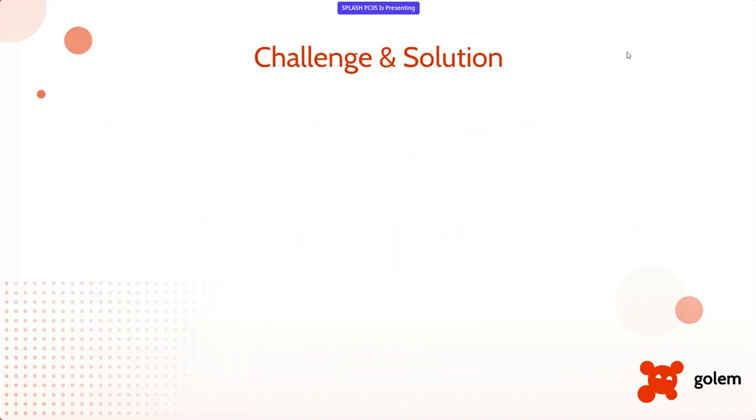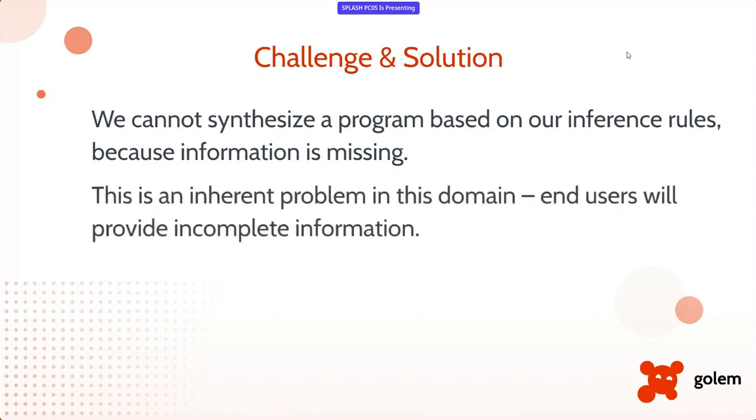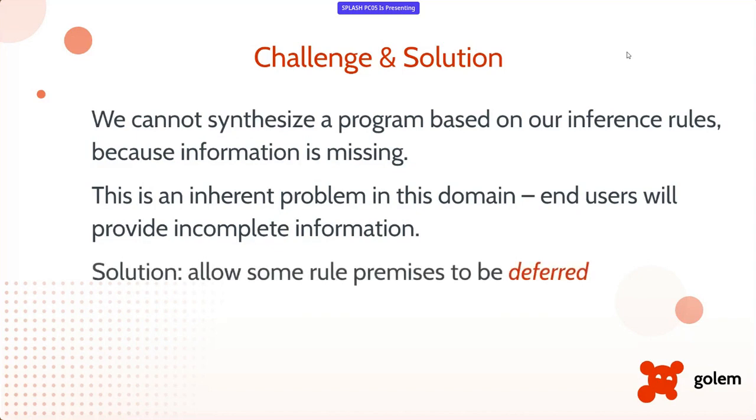We don't have it. So the challenge is basically we can't synthesize a program based on these inference rules in the case that information is missing. And one could blame the user, but I think it's an inherent problem in this domain, right? We have non-expert users. These end users will provide us with incomplete information. The question is, how can we deal with it in a kind of a nice way, right? So the idea we are proposing here is to allow some of these rule premises to be deferred.